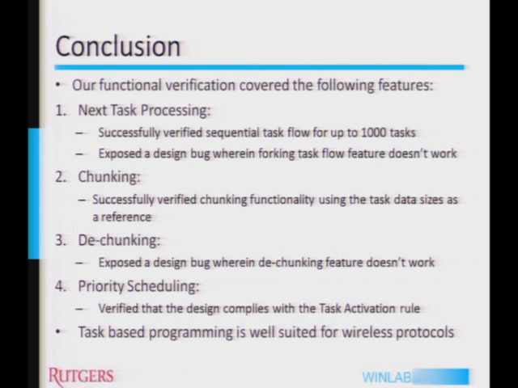And our tests have exposed a bug in the design where the forking next task mechanism does not work. For chunking tests, the tests have verified that the chunking values and the flags are properly set and read, and tasks are activated according to the programmed chunk sizes. For dechunking, our tests have verified that the feature does not occur, and the bug has been traced with the designer. And priority scheduling has been verified by scheduling tasks with different runtime properties, and it has been verified that the rule has been adhered to by the VFP controller to schedule tasks.